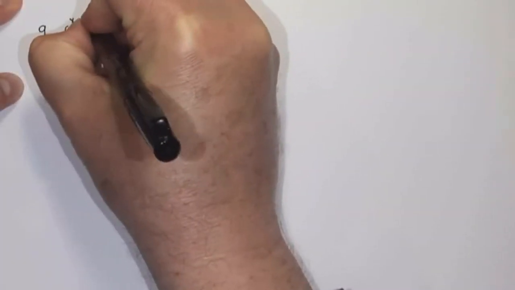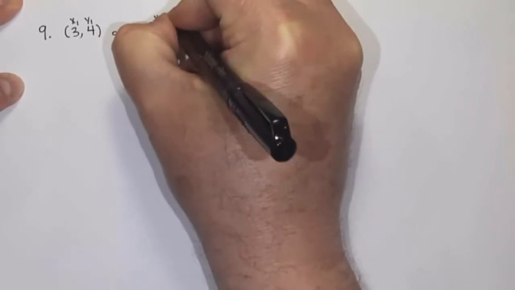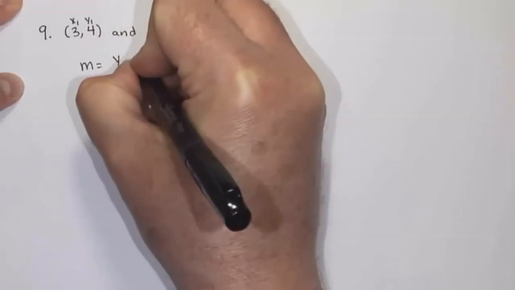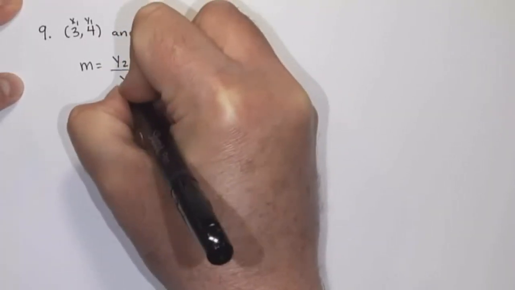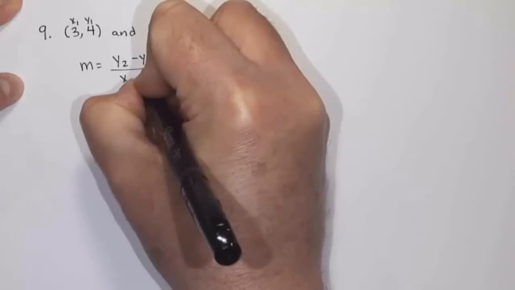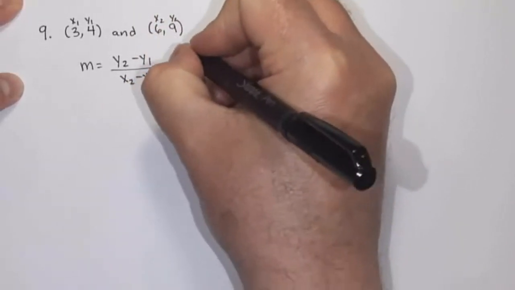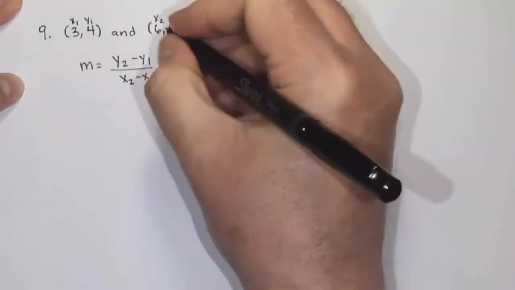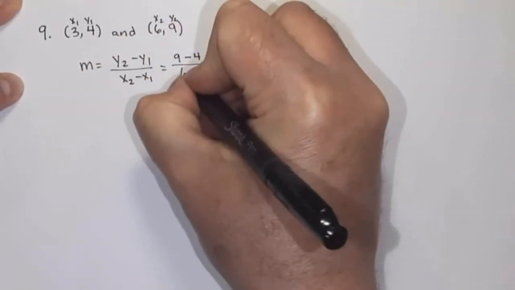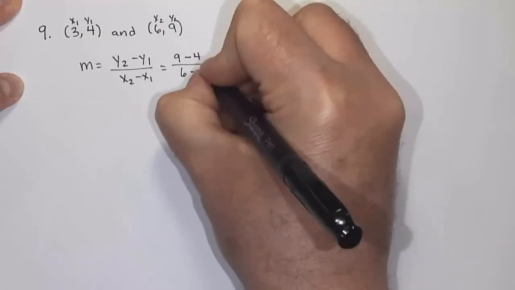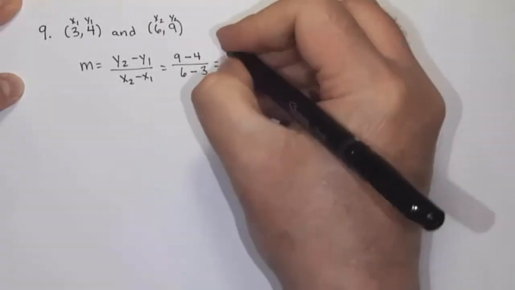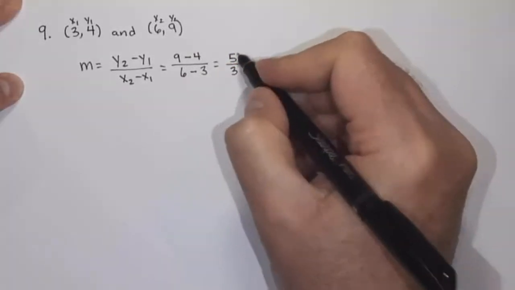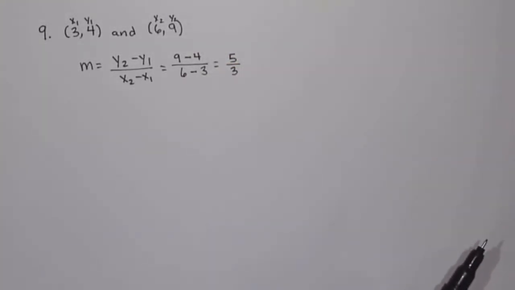If I call this x1, y1, and this x2, y2, I know the slope is y2 minus y1 over x2 minus x1. So that's going to be 9, because that's y2, minus 4, y1, over 6, x2, minus 3, x1. 9 minus 4 is 5. 6 minus 3 is 3. So we have a slope of 5/3.